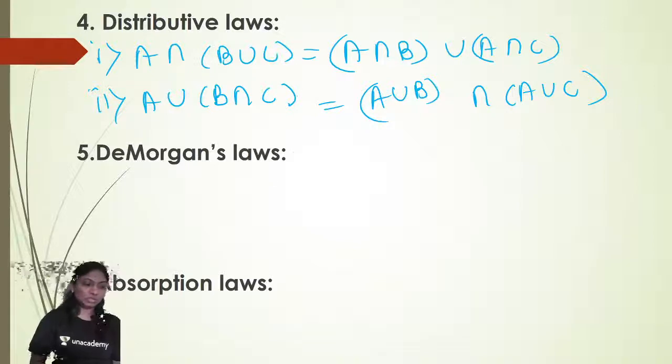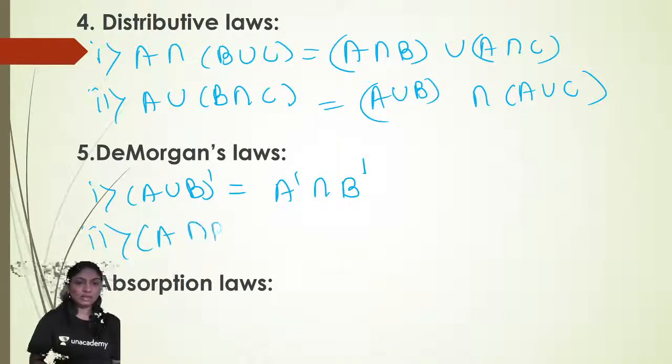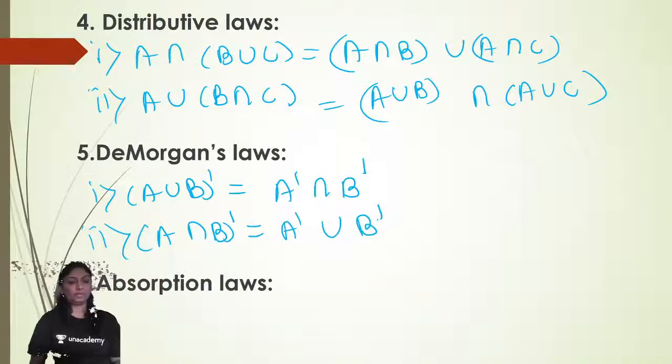Now De Morgan's law. Here we will get again two more laws, from left and from right also, in exactly a similar way. De Morgan's law, it means what? First, (A union B) complement is equal to A complement intersection B complement. Second, (A intersection B) complement is equal to A complement union B complement, right? This is your De Morgan's law.